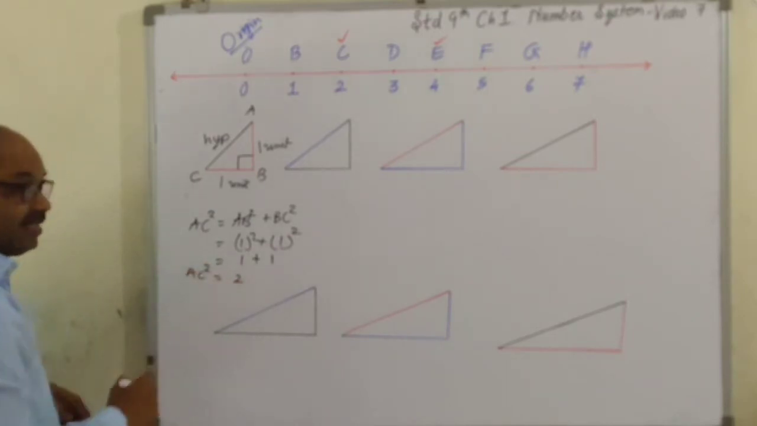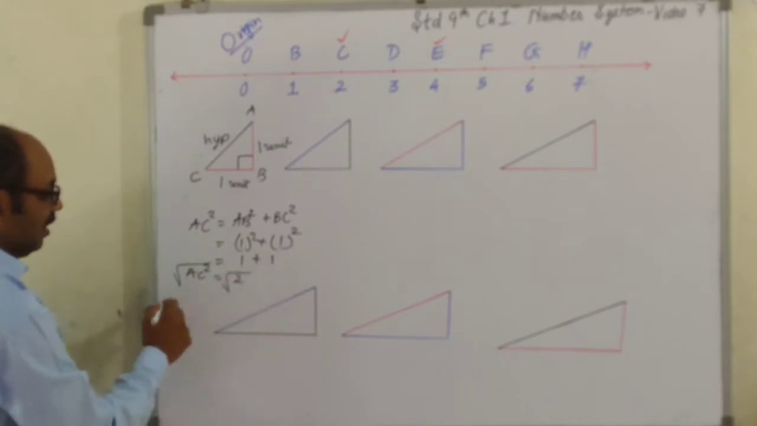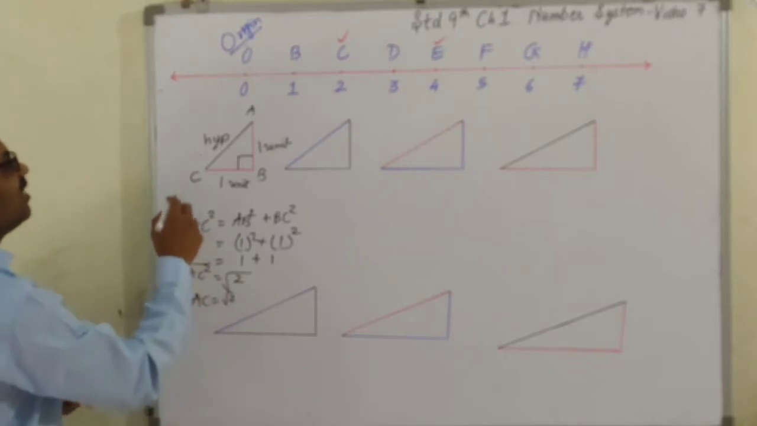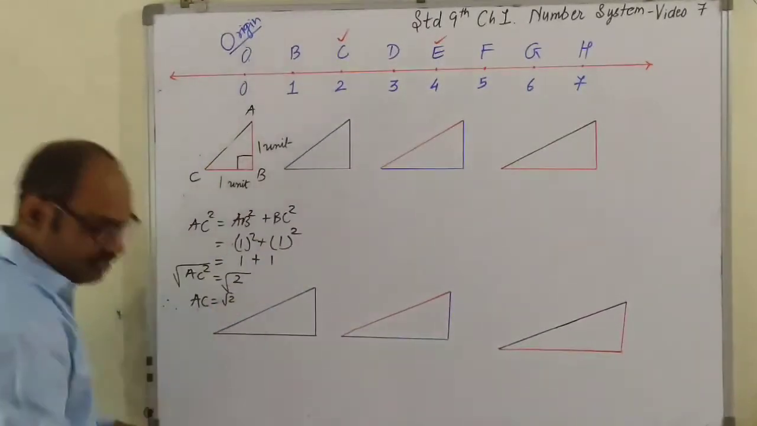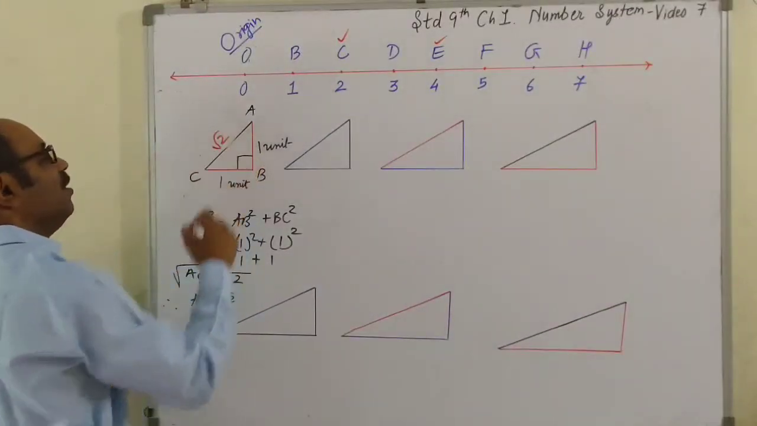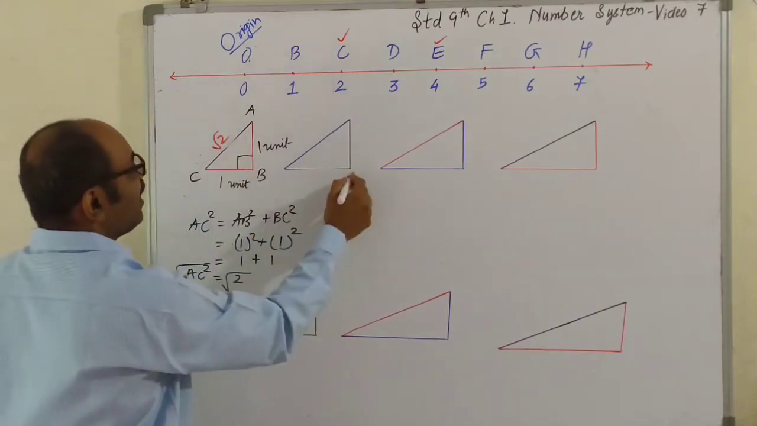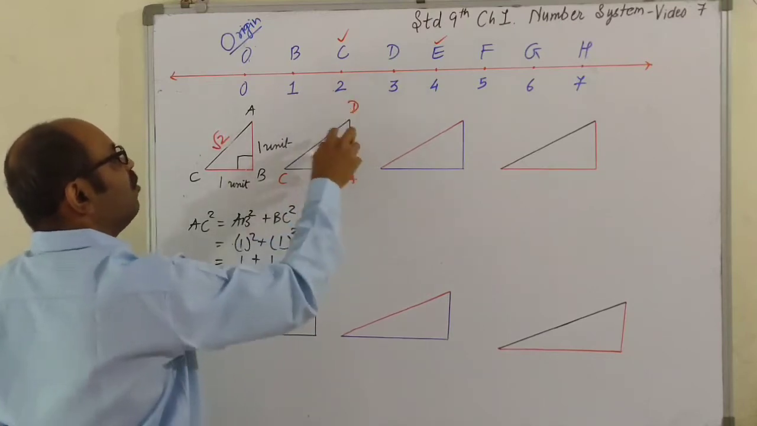So AC square is 2. Taking square root on both sides, square root gone. AC is root 2 units. Children, how much is this AC? ये AC जो है वो कितना मिला आपको? Root 2 units. That AC I am taking it here. AC, root 2. And this is D, suppose.